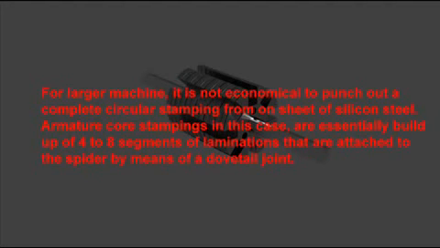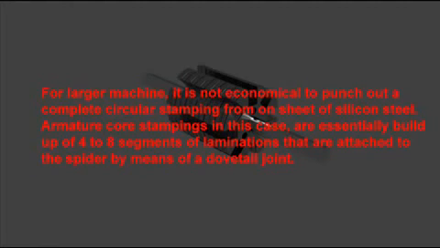For larger machines, it is not economical to punch out a complete circular stamping on a sheet of silicon steel. Armature core stampings in this case are essentially built up of 4 to 8 segments of laminations that are attached to the spider by means of a dovetail joint.